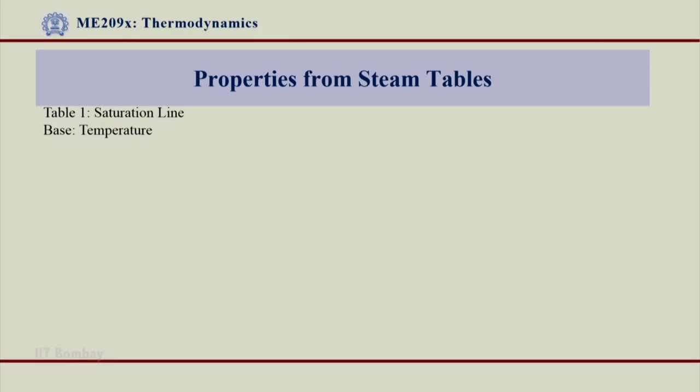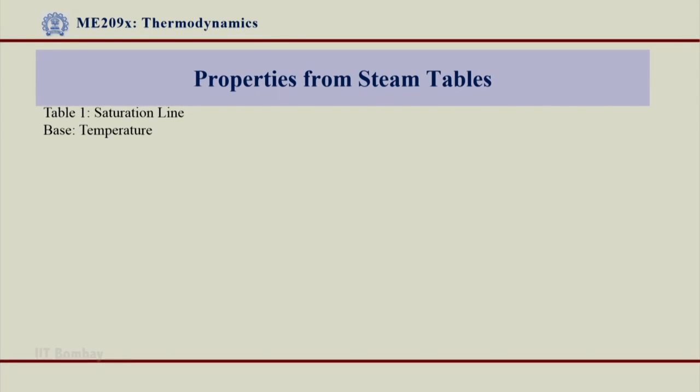So, welcome back. We had seen table 1 and table 2, but till now we had not looked at the properties from the steam table. What we saw were only the first two columns where temperature was the base or the pressure was the base. Table 1 temperature was the base, table 2 pressure is the base. Now let us look at the properties from these steam tables.